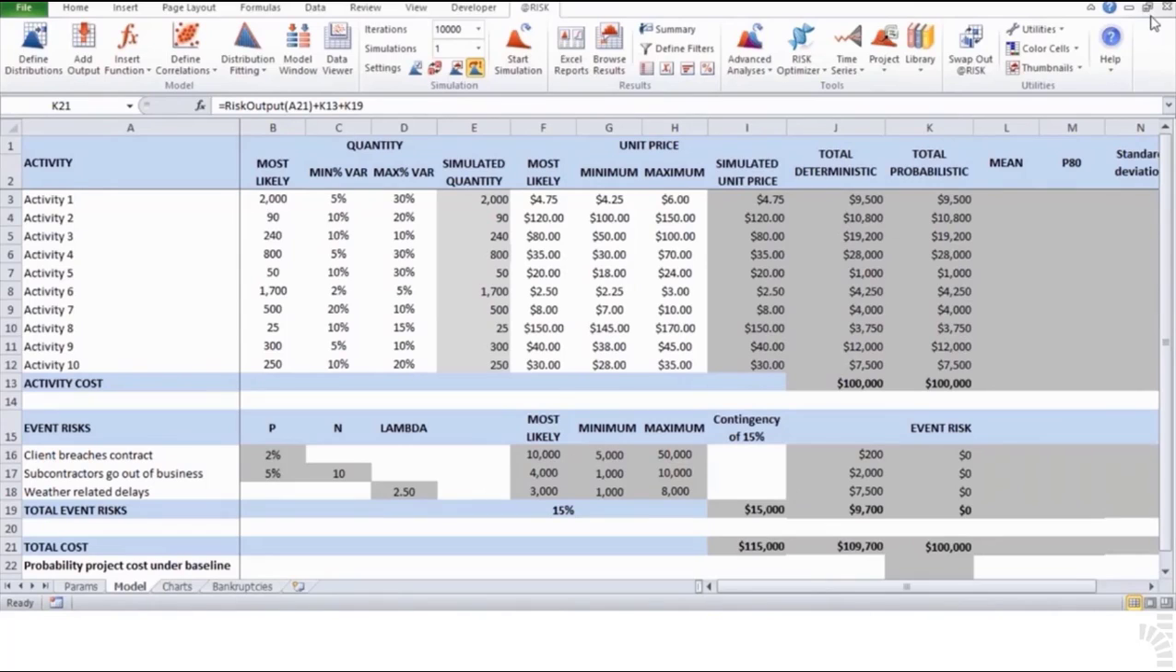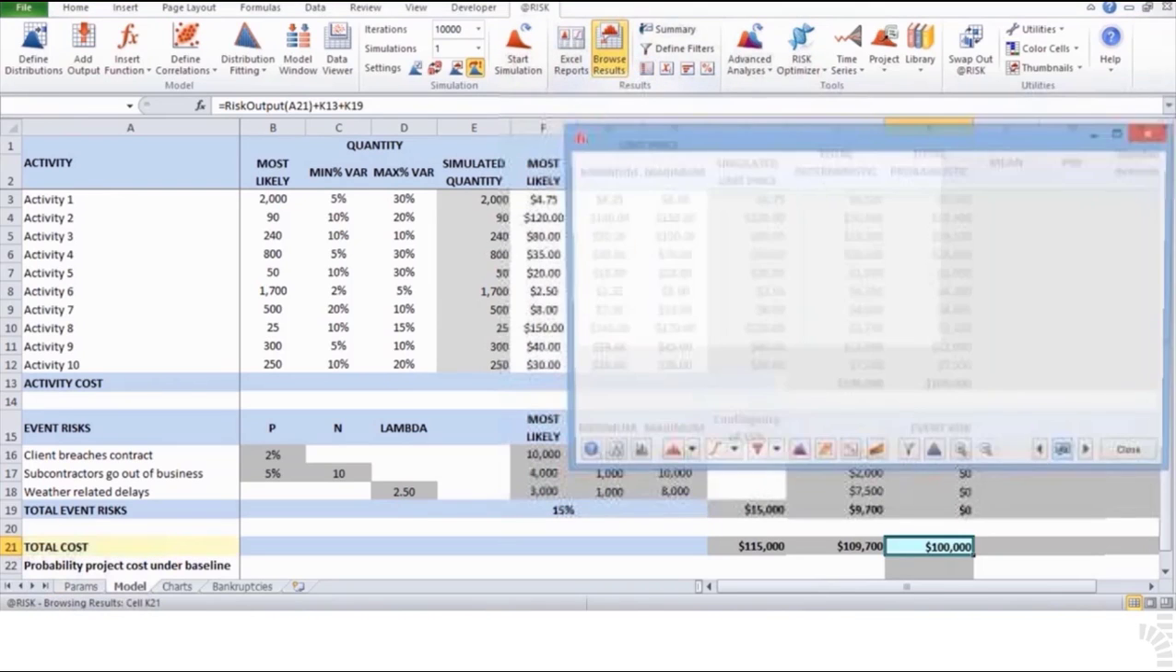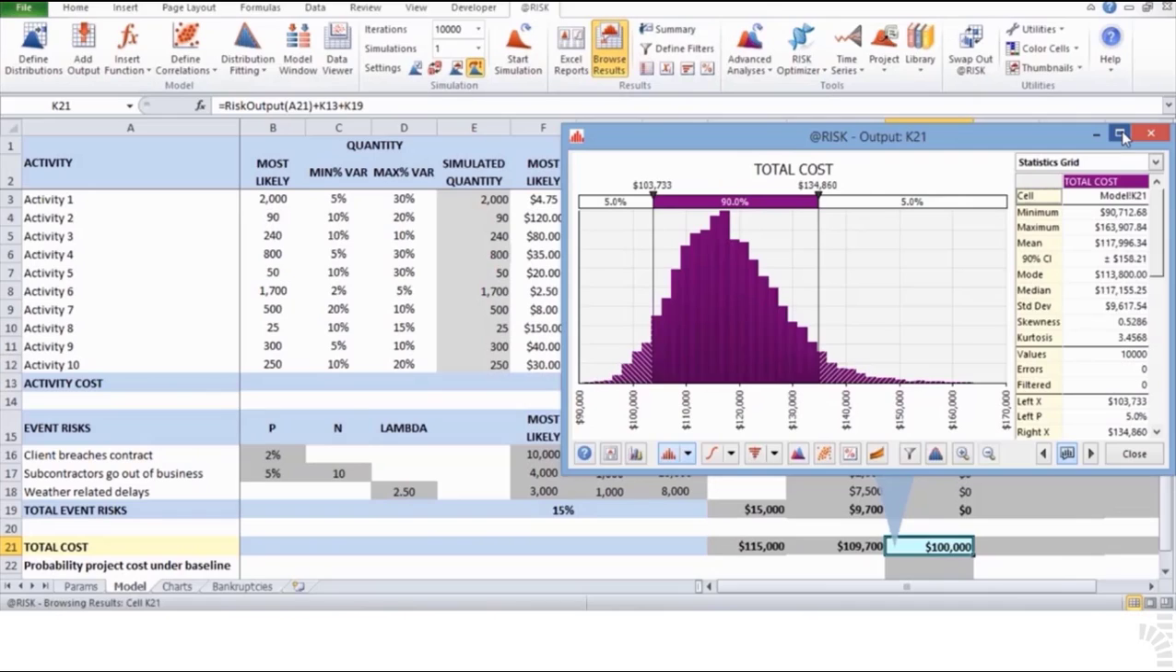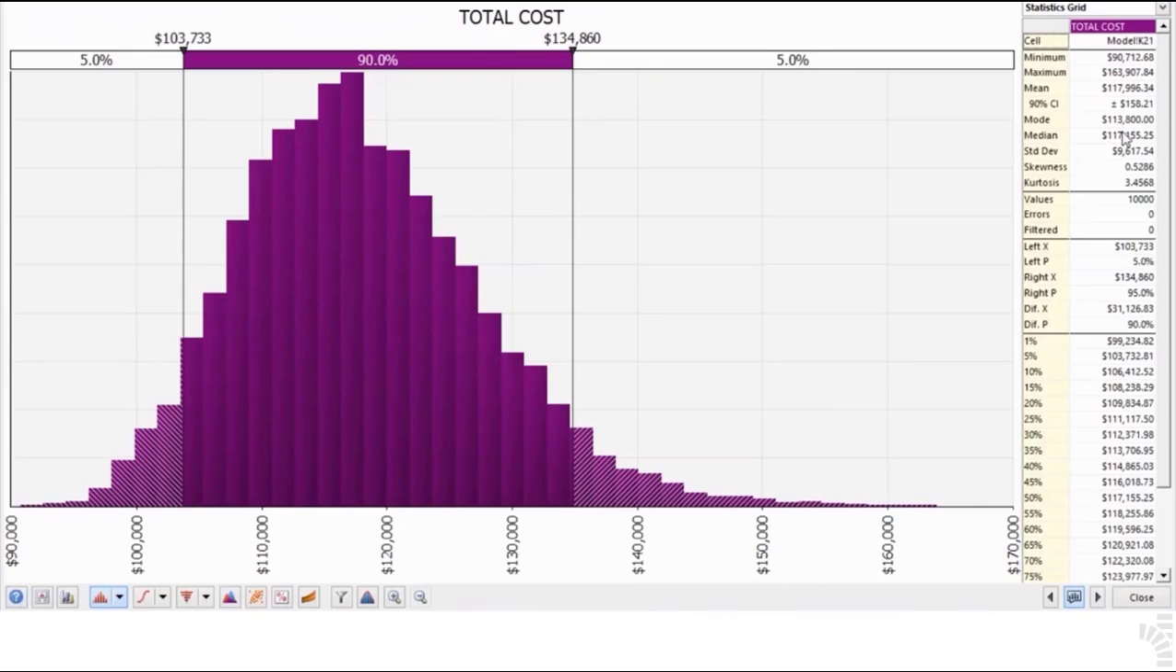Interpreting simulation results, histogram. After a simulation has been run, we can start doing some basic interpretation on the charts and reports being generated here. 72. With your cursor on top of cell K21, click on the Browse Results icon on @Risk's ribbon. This should pop up the only output it has defined, total cost.